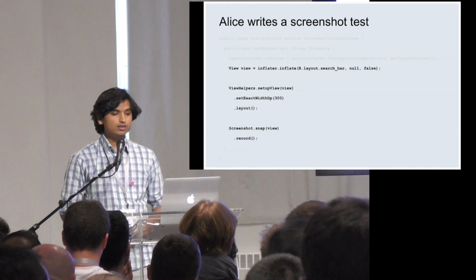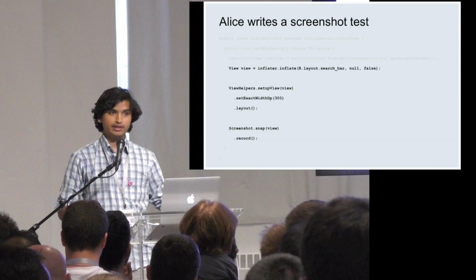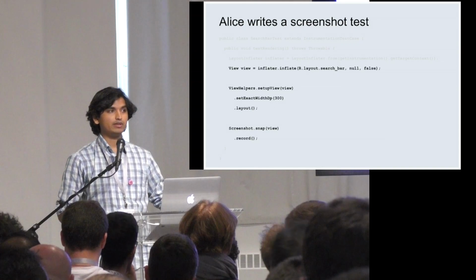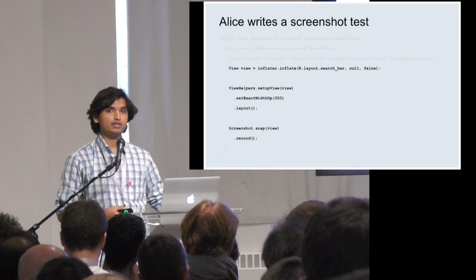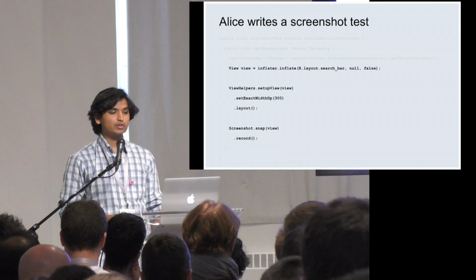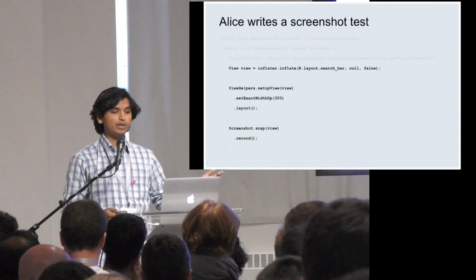At the end of this call, nothing is asserted at this point, so your test is not going to crash. But at the end of this call, the screenshot generated is going to be stored on the device SD card. So how would Alice run this?